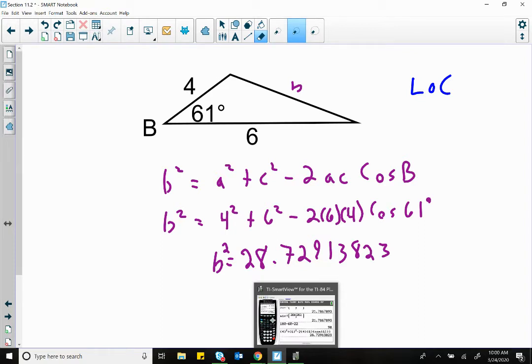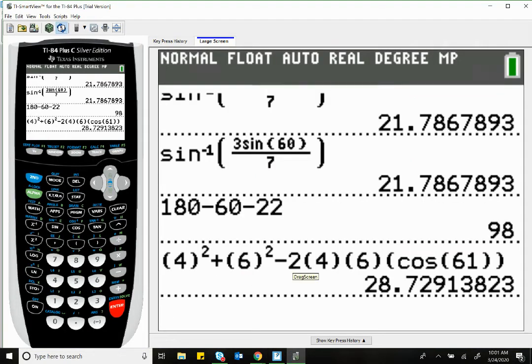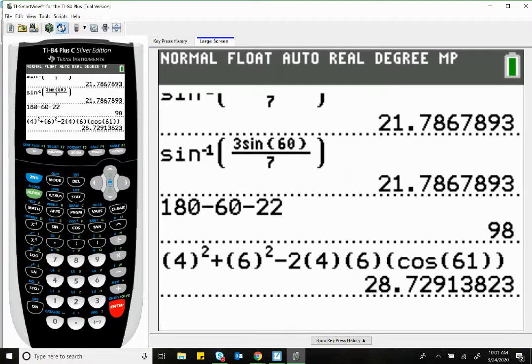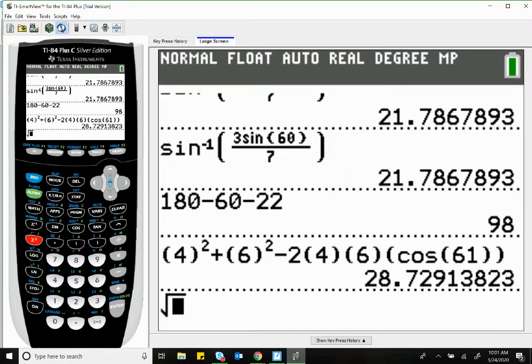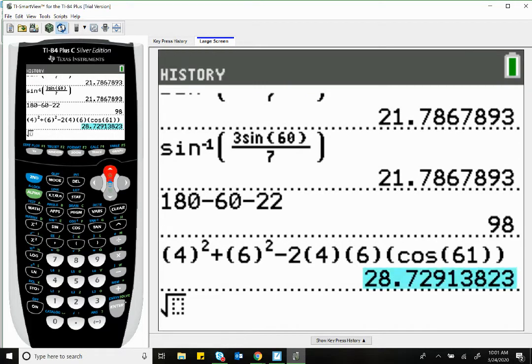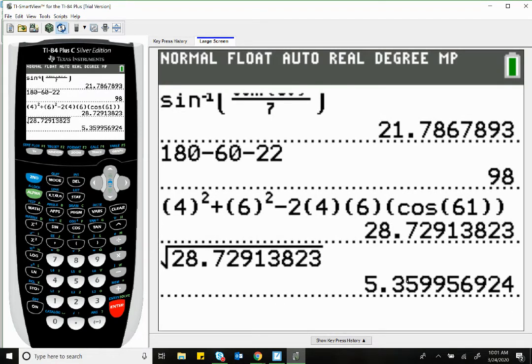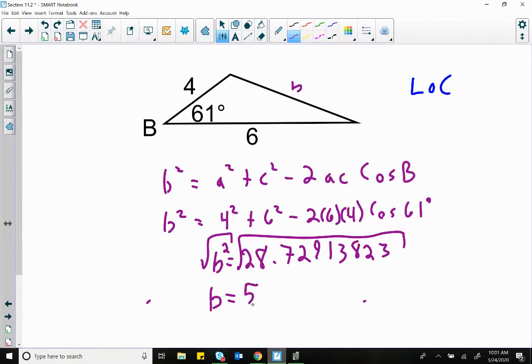So how do I get rid of something squared? Square root. Yay. Square root. And again, we're not going to worry about the plus or minus. All we want to know is the positive value of this. So I'm going to come back here. Second square root. I'm going to scroll up, grab that answer to put in there. And now we'll round. So the 5 says, hey, 3, go up. So B is 5.4. So there we go.